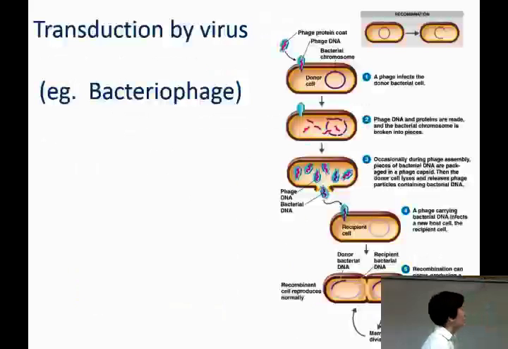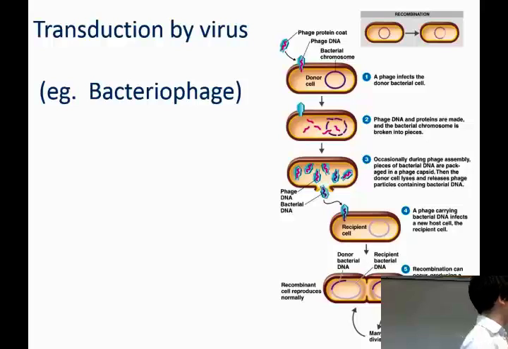Okay, the last thing we need to talk about is transduction. So this is getting DNA by having a viral infection. The type of virus that infects bacteria is called bacteriophage. That is the name for all viruses that infect bacteria.